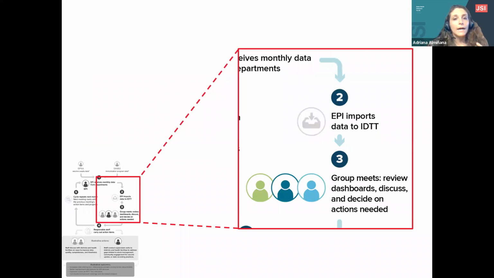And then a meeting would be called. So the group would meet, the cross-departmental data triangulation committee. So those staff that were the focal points for immunization, for supply chain, and for data, they would meet together to review the data, discuss, and determine what actions were needed.